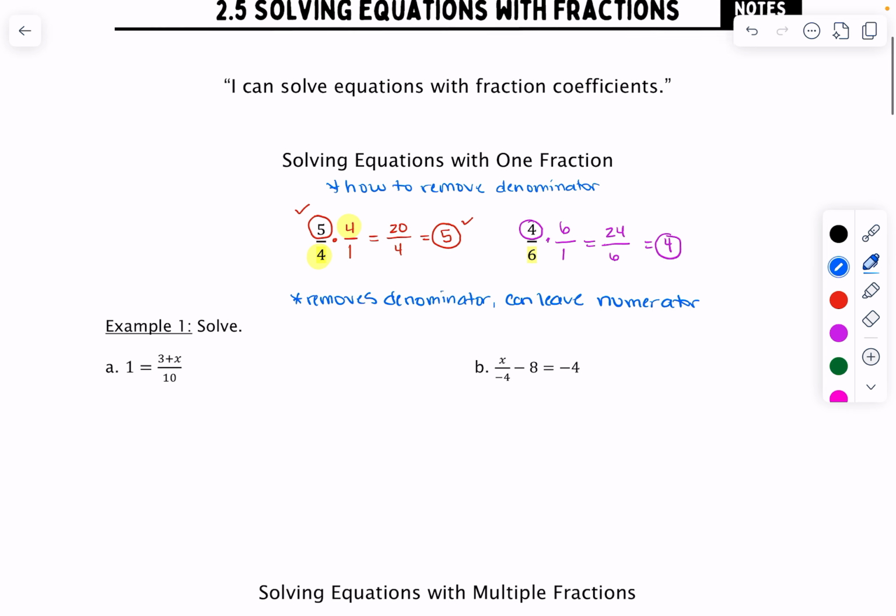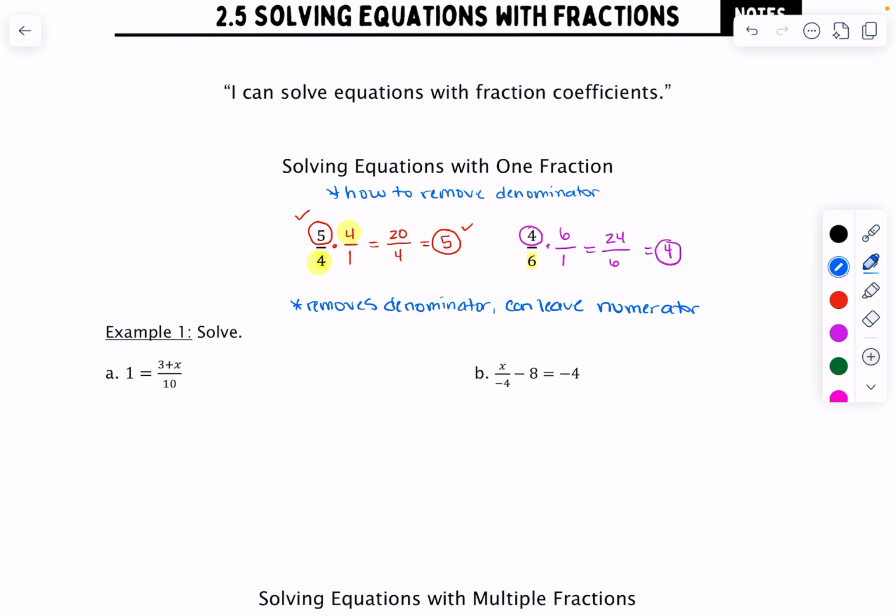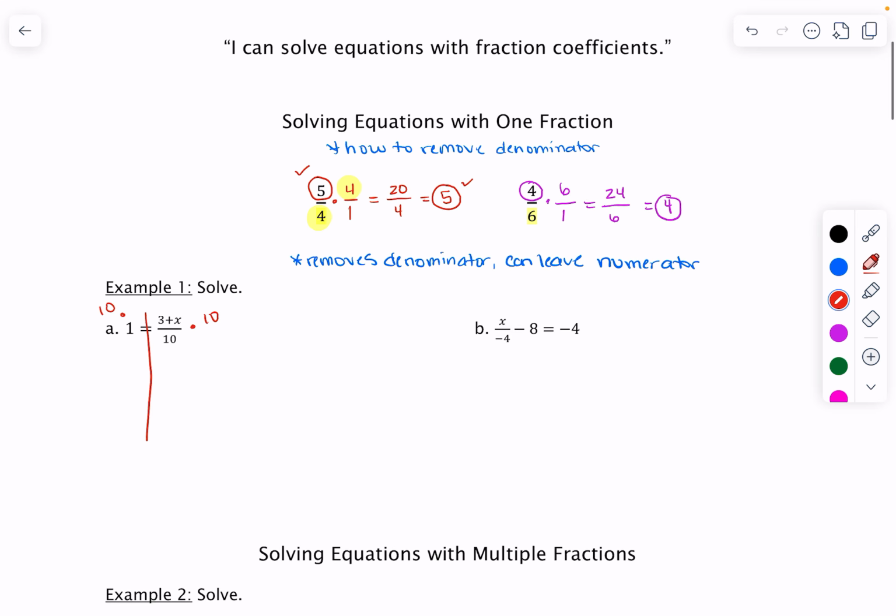So let's take a look at example 1, letter A. So I've got 1 equals 3 plus x over 10. I've got this 10, and before I do any moving around or any solving, I want to get rid of this 10. Since there's only one fraction here, I can go ahead and multiply both sides by 10. And I'm going to make sure I draw my line down the middle like I've been doing with previous solving. When I multiply both sides by 10, effectively the 10 cancels out. Just like up here, the 4 sort of canceled out and left me with 5. Okay, so the 10s cancel out.